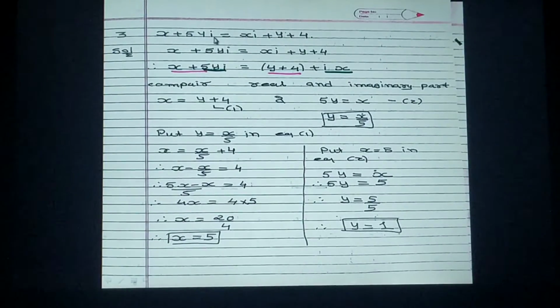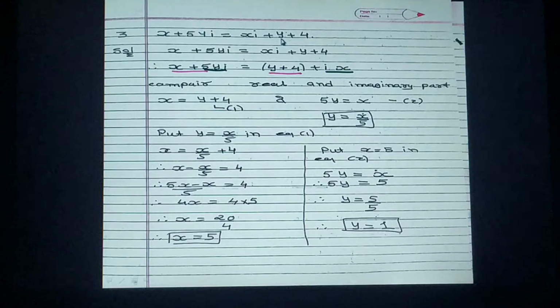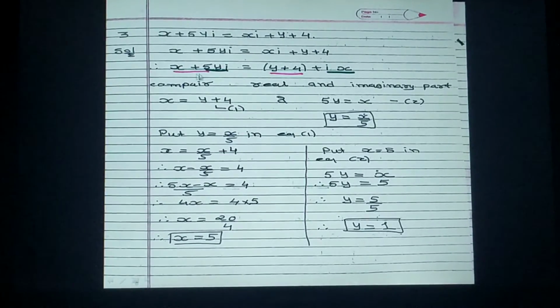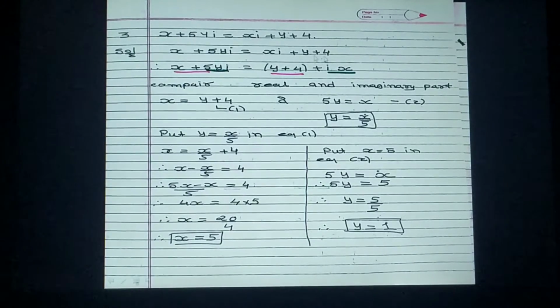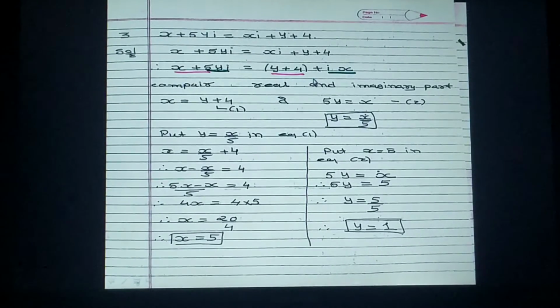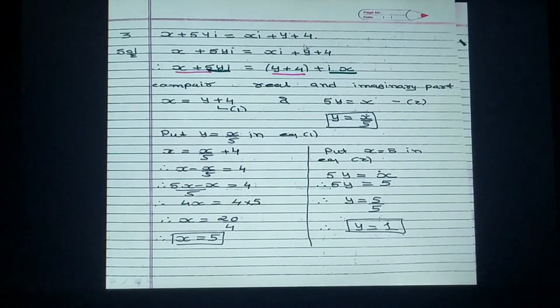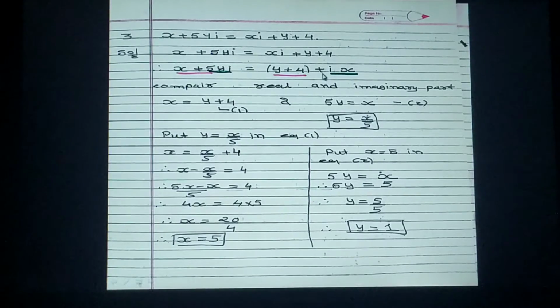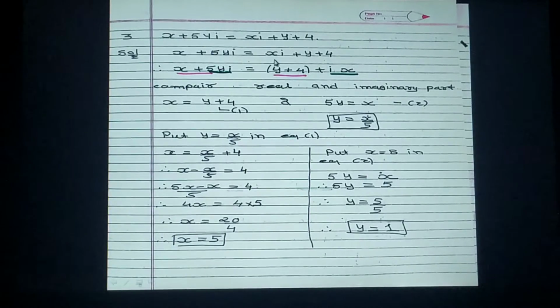Next, x + 5yi = xi + y + 4. On the left hand side we have the standard form a + ib, but on the right hand side we have to arrange it in standard form. First we write the real part. In y + 4, both are real numbers, so we take y + 4 as the real part and put it in a bracket. What is the remaining term? It is xi, the imaginary part. So plus xi. Now we have the standard form on both sides.